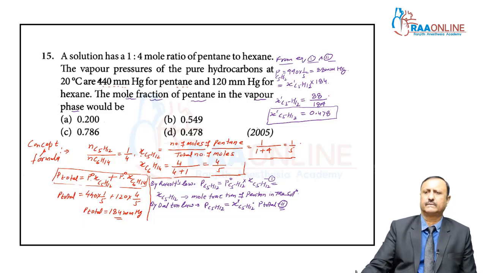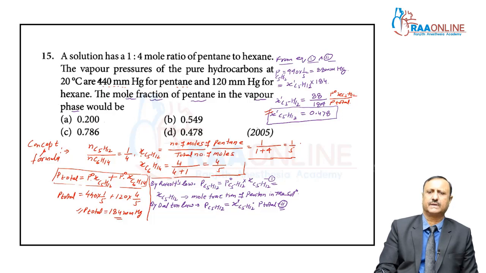So you can write here, that is the P total, that is the 88, and this is divided by this P0 and X. So you can get the mole fraction of pentane in the vapor phase, and this is 0.478 and your answer is D.